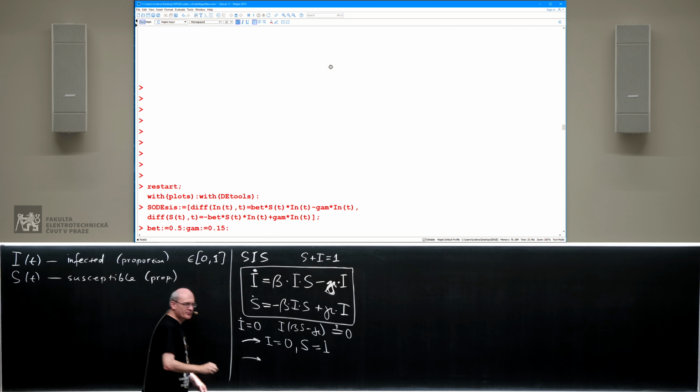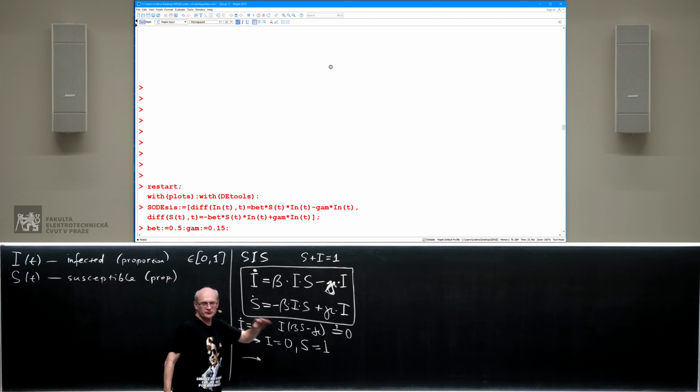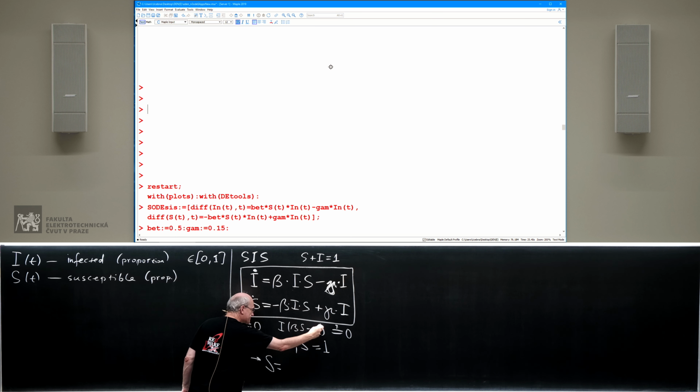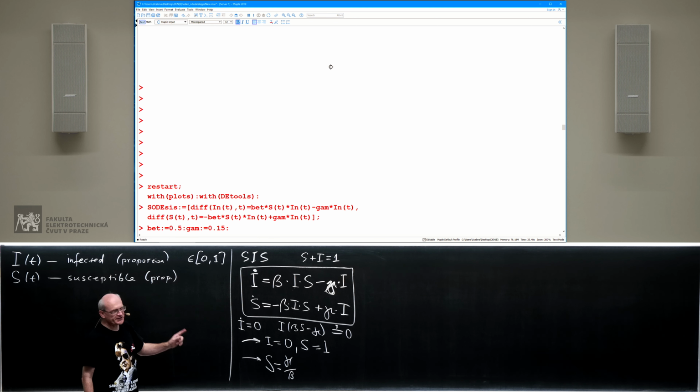Well, you have a population and nobody is infected. Then nobody gets infected in the future either. That's a stationary situation. Wonderful. Okay, we can see another possibility. When s is equal to, let me think about it, in order for this to be 0, s has to be gamma divided by beta. And this number is not 0.